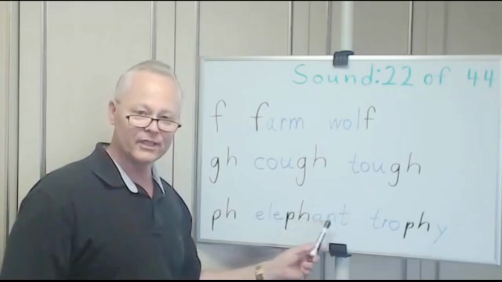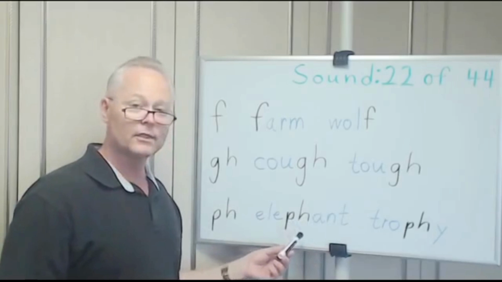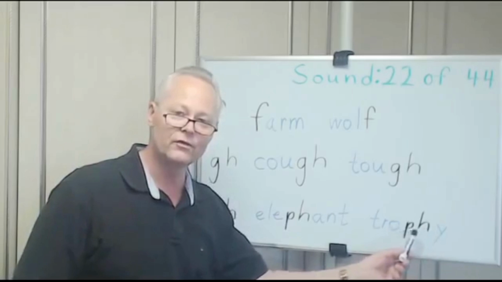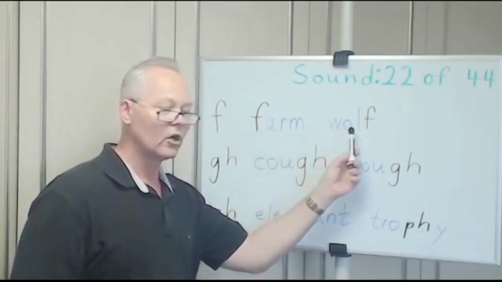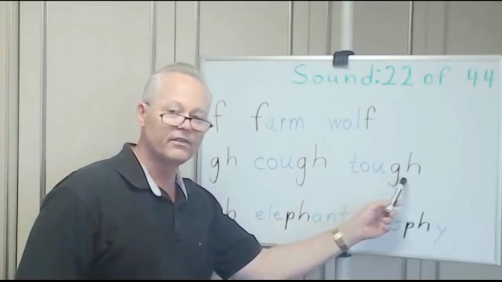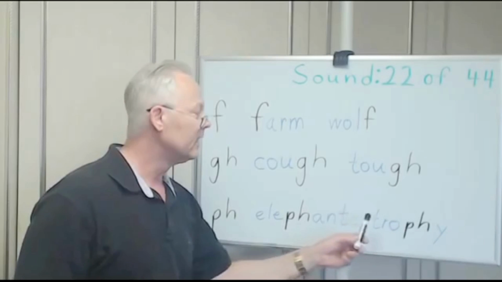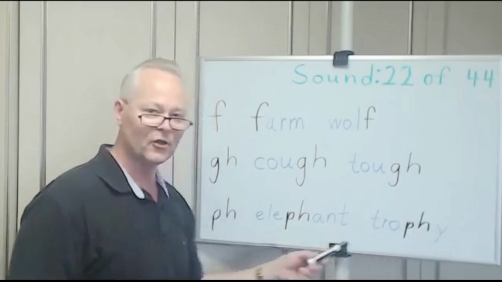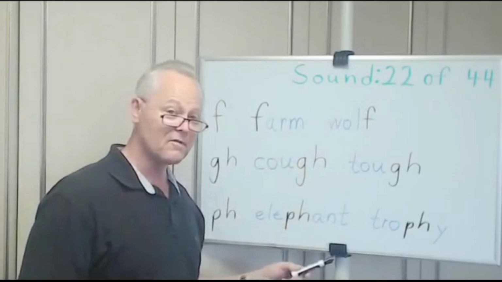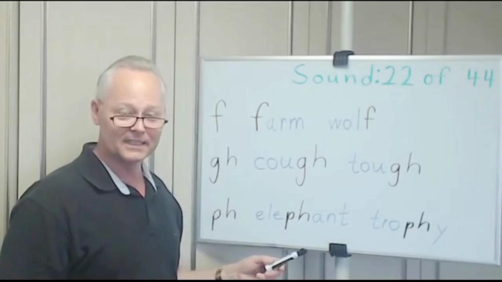Elephant, elephant. Now, an elephant, elephant, the F sounds a little bit stronger, isn't it? Trophy, farm, wolf, cough, tough, elephant, trophy. Sound number 22. That concludes this lesson.